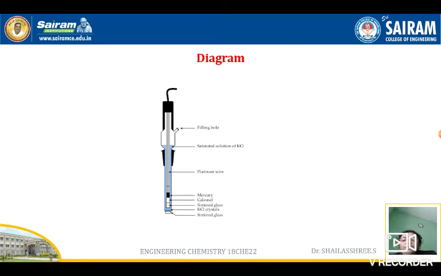At the bottom of the electrode there is mercury, and on the mercury there is a layer of mercury and mercurous chloride. The commercial name of mercurous chloride is calomel. That's why the electrode is referred to as a calomel electrode.